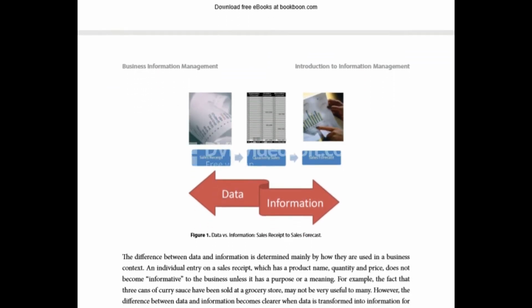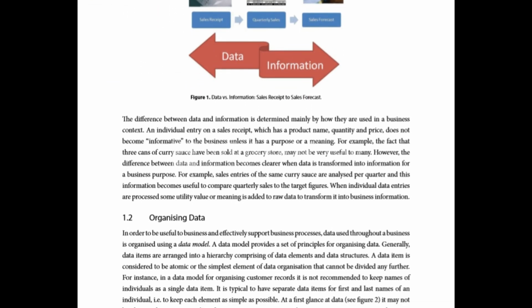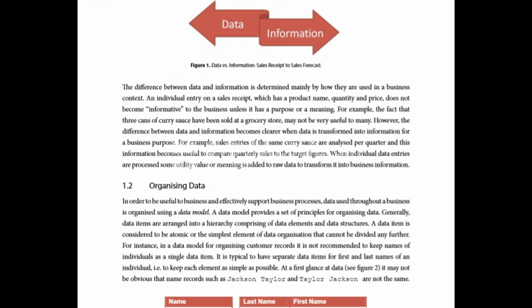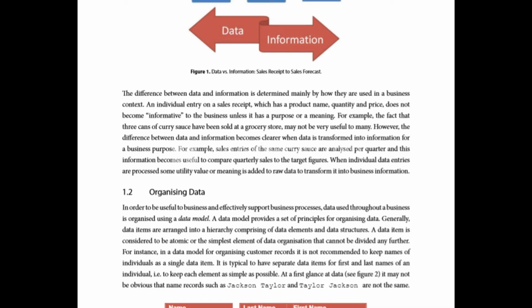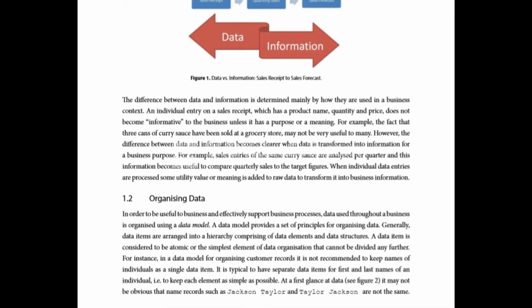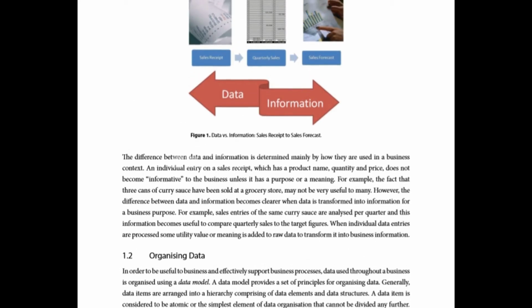Data and information. The difference between data and information is determined mainly by how they are used in a business context. An individual entry on a sales receipt which has a product name, quantity, and price does not become informative to the business unless it has a purpose or a meaning. Yes, information must have a purpose, information must have a meaning for the business.